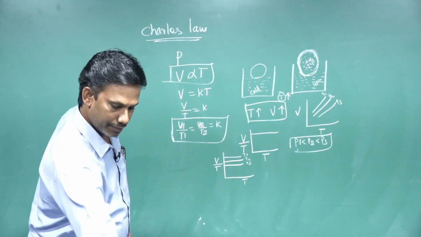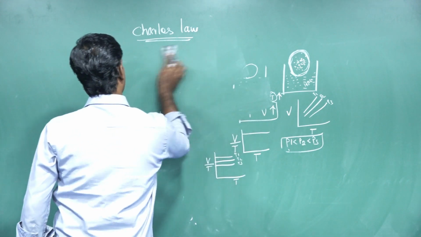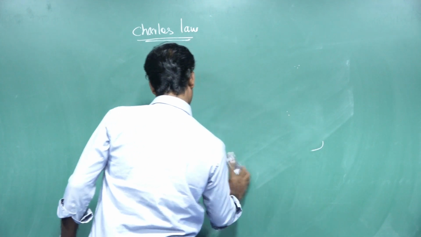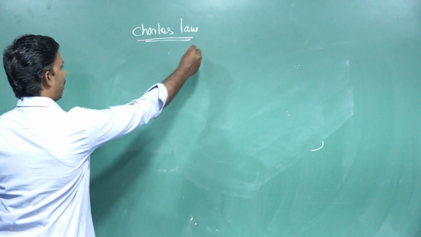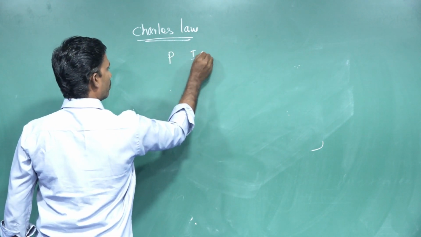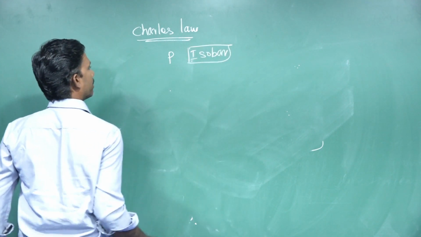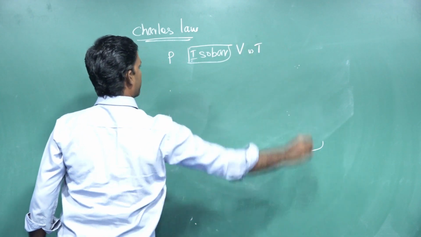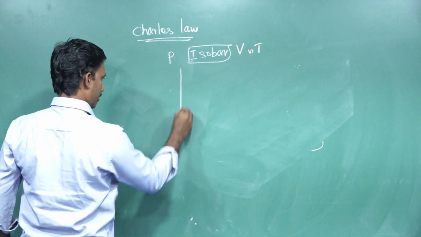Then we are plotting the graph at a constant pressure. This is called an isobar. Constant pressure, volume versus temperature, and this is called an isobar. You can have a graph like this.